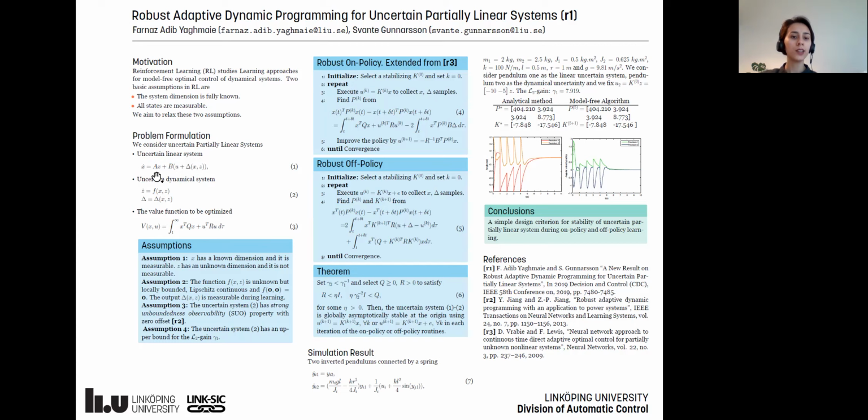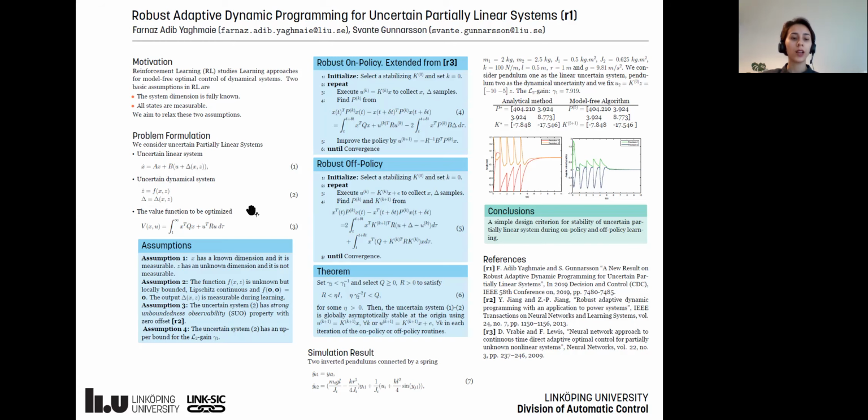system. This linear system is, however, subject to some uncertainty, which is represented by delta. Delta is generated by a nonlinear system where the dimension and the dynamics are not known to us. The only thing that we know regarding the nonlinear part is that we know an upper bound for the L2 gain, and also we assume that the output delta is available for the measurement during the learning procedure.